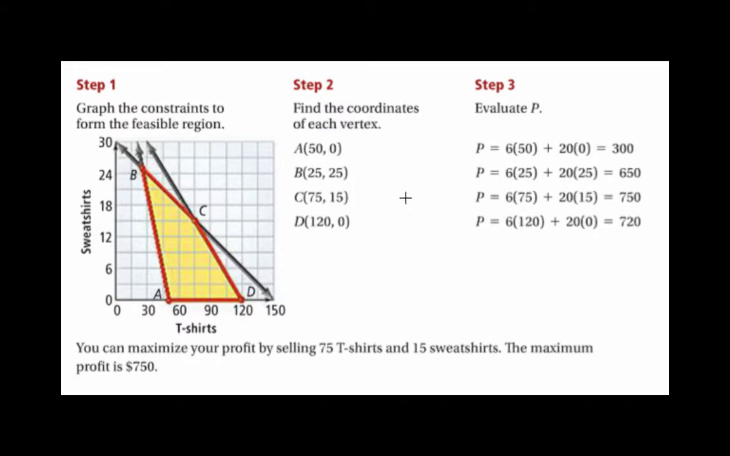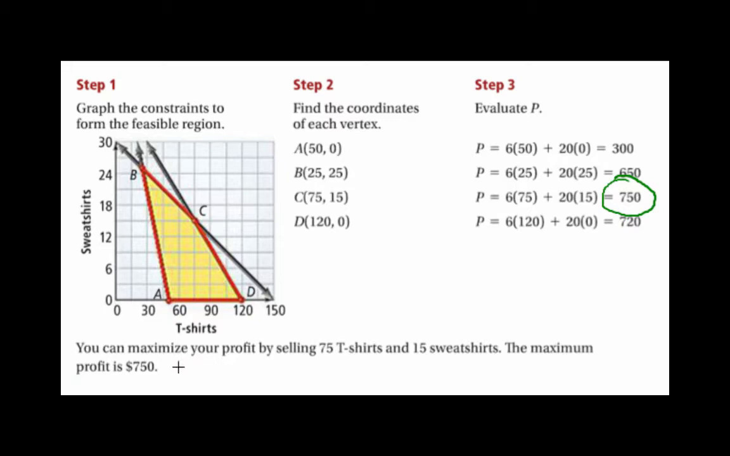After we get the vertex points, though, it's just a matter of evaluating our profit function. So when we evaluate P for these different values, we get these profit values. And we want to maximize profit. So here is our maximum profit, $750. We can get $750 of profit from this festival if we sell 75 t-shirts and 15 sweatshirts. That's our maximum profit. That's the most that we can make, right?